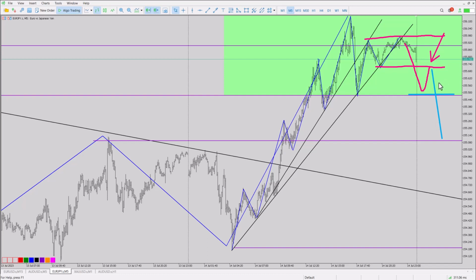But if there's a chance that the market is going to go down, you make a lot of profit. That's how you analyze multi-time frame in fractal trading.